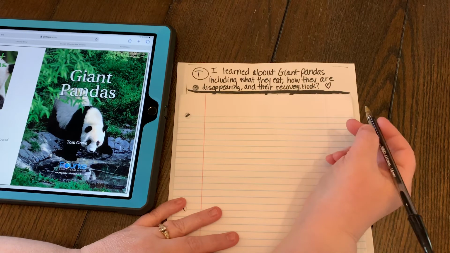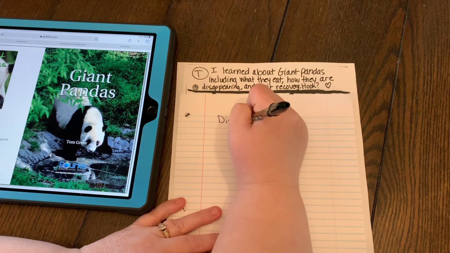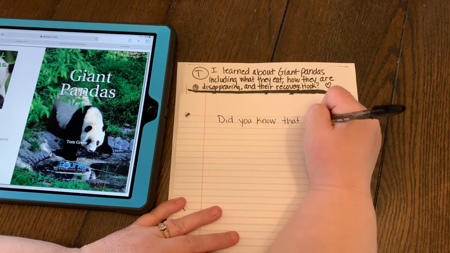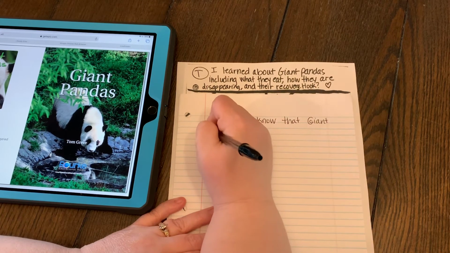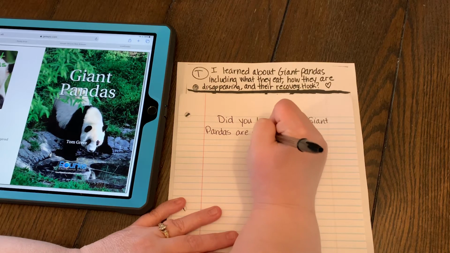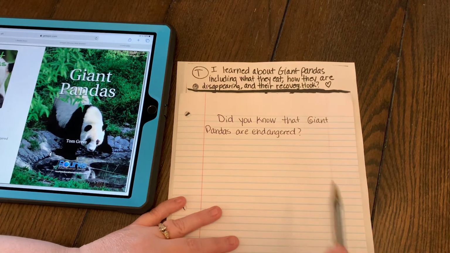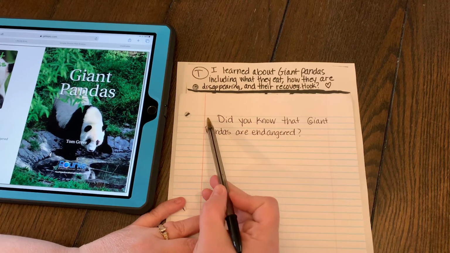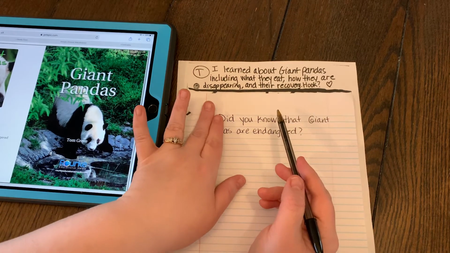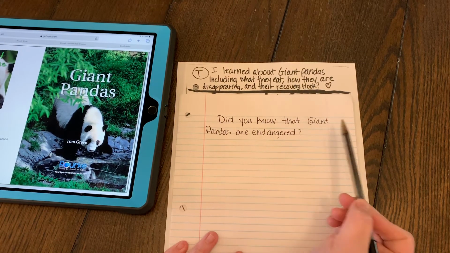I need to think of a hook. So let's see. How about, did you know that giant pandas are endangered? Okay, right now you're going to notice 2 things that I did. I went ahead and indented, so I'm following this red line, and I usually tell everyone to put 2 finger spaces from that red line in so that we can see that this is where your paragraph starts.